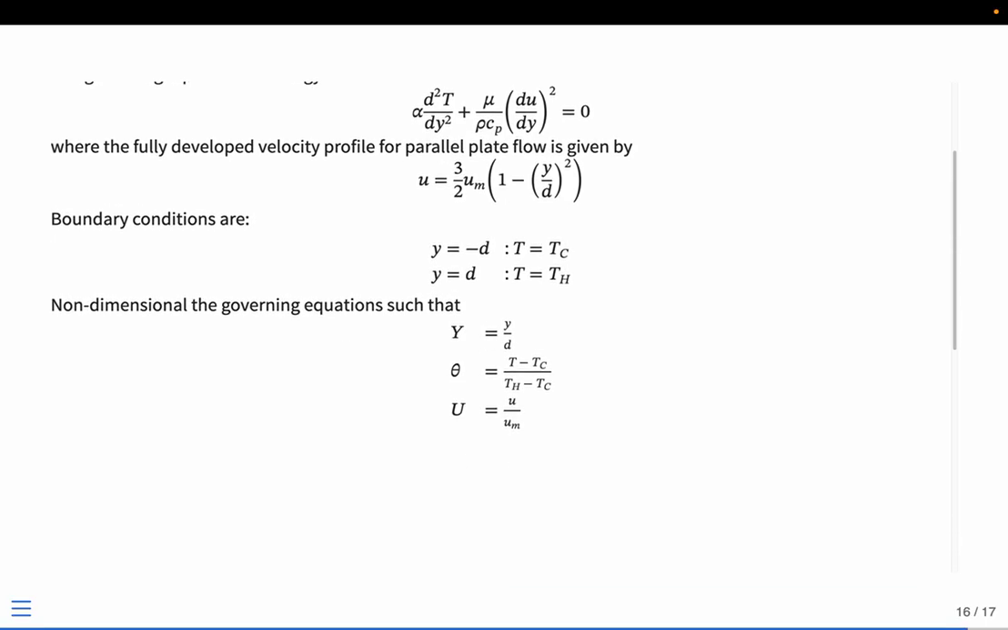First, you non-dimensionalize the equations with these non-dimensional numbers. Why are we doing this? Just to understand what the governing parameters are. Now we have too many parameters and we can't vary all of them. So let us see how many non-dimensional numbers we get.